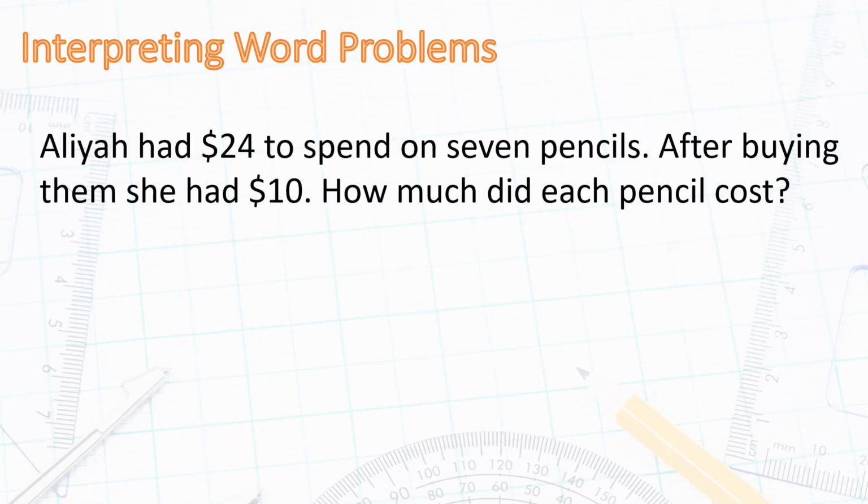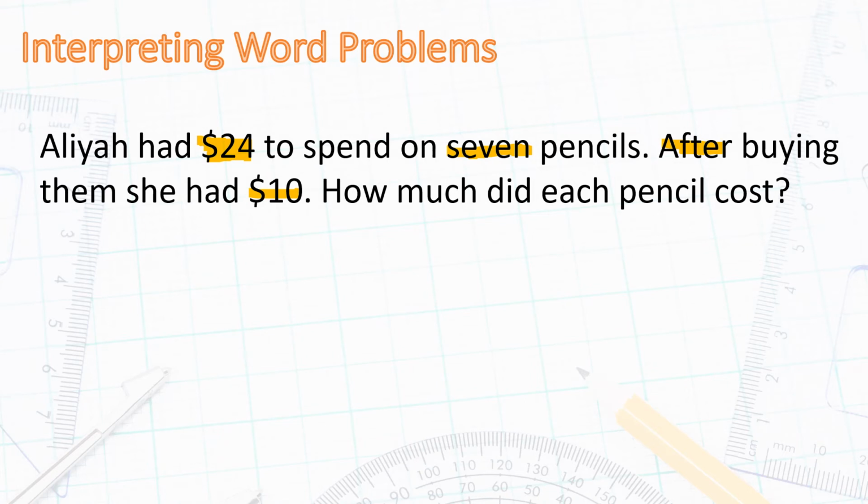Next one up, Leah had $24 to spend on 7 pencils. After buying them, she had $10. How much did each pencil cost? So key information here: $24, 7 pencils, and noticing the numbers when they're written in numeric form or in alphabet form. And after buying them, she had $10. So it was after buying, there was $10 left. How much did each pencil cost?